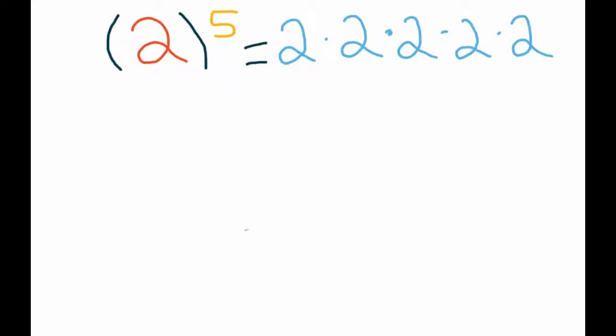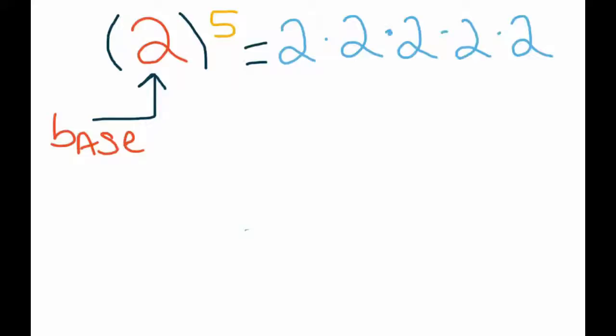An example of a power. A power is a product of repeated factors. There are many components to a power. The first is the base. In this instance, 2 would be our base. A base of a power is the common factor.